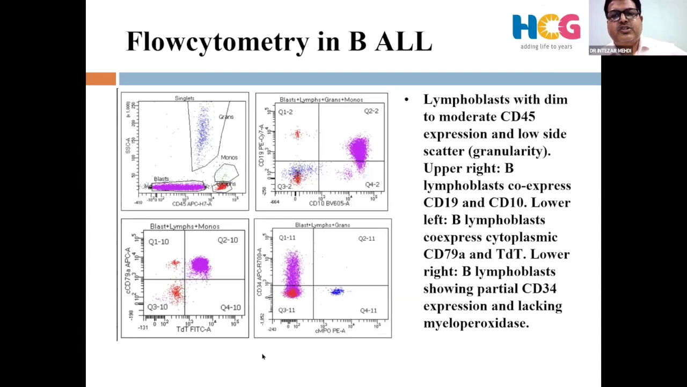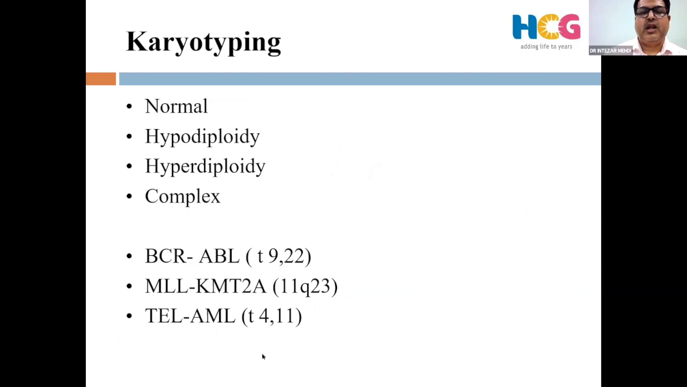This is a simple diagram just showing the characteristic features of flow cytometry in B-ALL. You can see that lymphoblasts show low to moderate CD45 expression and low side scatter, and then B lymphoblasts are expressing CD19 and CD10. And on the lower left, you can see CD79A and TdT, and on the lower right, you can see that they are expressing partial CD34 expression. So you have a patient with a B cell ALL.